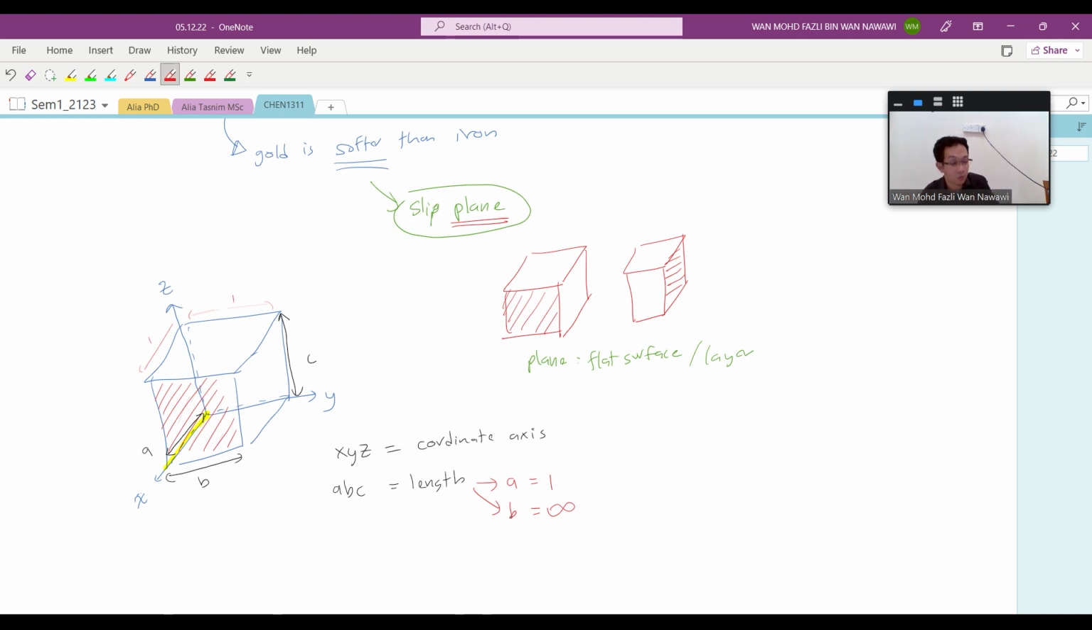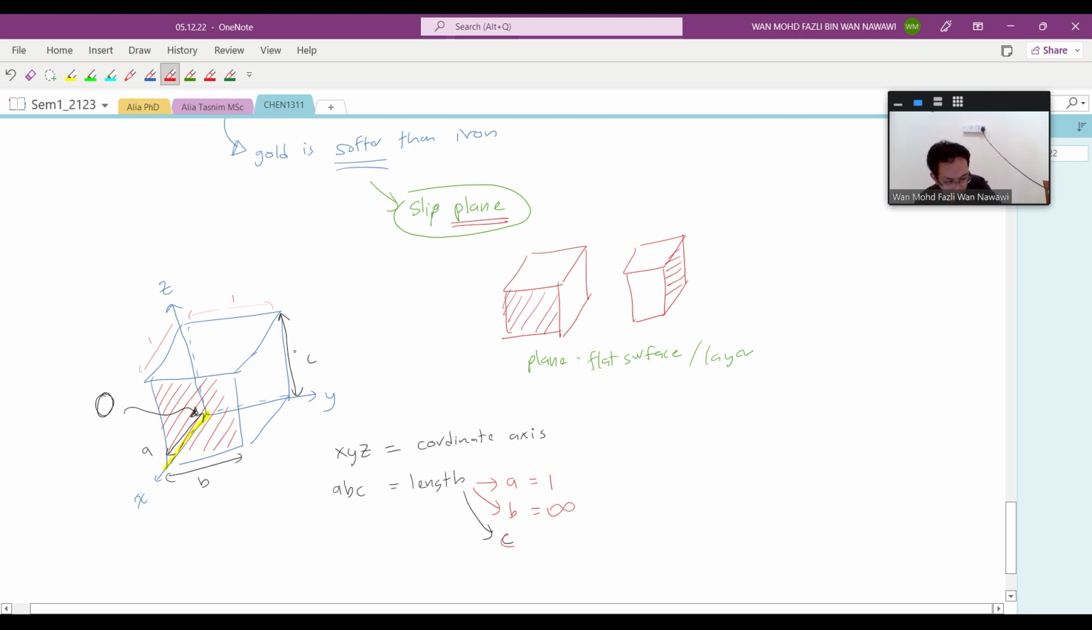So that's why B is infinity, because you cannot calculate it. The origin is here. When I say origin is here, this is the origin. Because B doesn't touch the origin, there is no path to B, then we can say B is infinity. And it is the same with C.